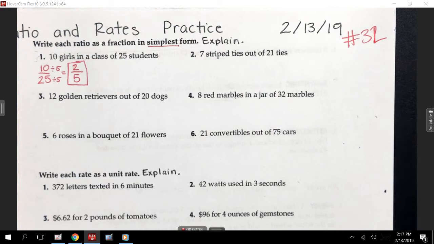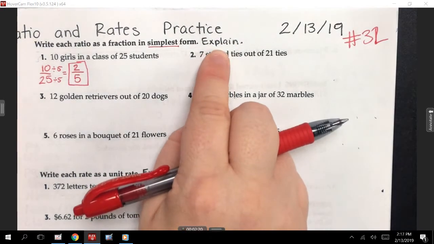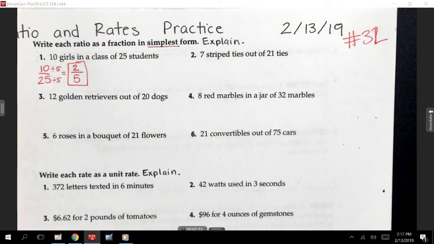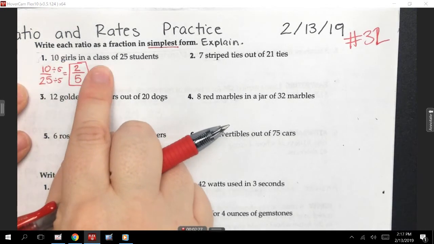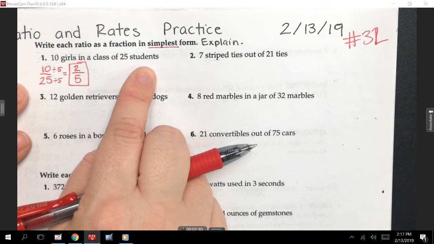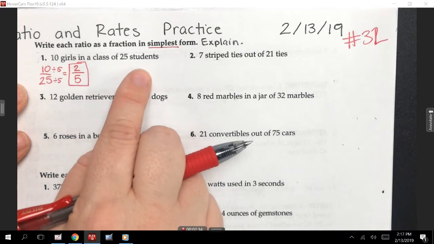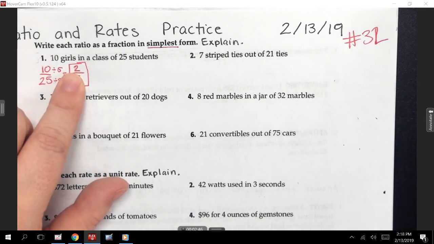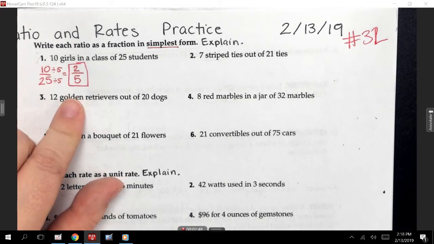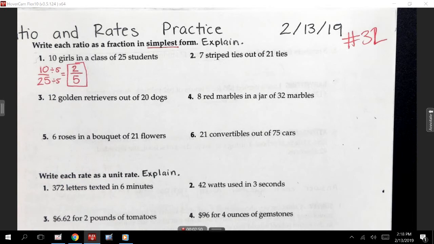All right. Now I need to write my explanation because it does say to explain. Now, guys, I want you to be careful because this is the type of explaining that we have trouble with. It says 10 girls in a class of 25 students. Does that mean in that class for every 10 girls, there are 25 extra students that they can stack by them? No, so I cannot say for every 10 girls, there are 25 students, which means I cannot say for every 2 girls, there are 25 students. You don't have enough students for that.